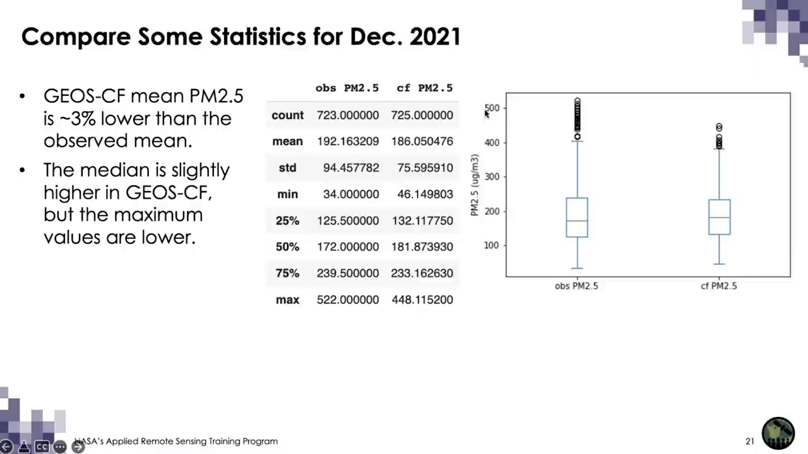Comparing the means, we see that the mean value of PM2.5 for this month in GEOS-CF is approximately 3% lower than the observed. In contrast, the median value is slightly higher in GEOS-CF than in the observations. There's a larger range of values in the observations, which have both a higher maximum and a lower minimum. This is not surprising since we are comparing observations from a single site to a grid box average.